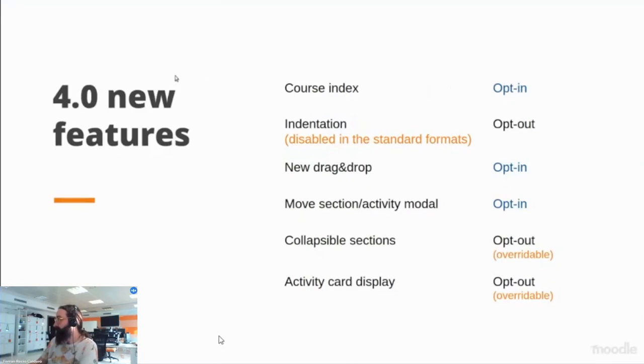Opt-in means that your plugins won't have it unless you adapt it and you add some methods to it. And opt-out means that you will have it unless you say the contrary. In this case, the course index, the new drag and drop, and the move modal are opt-in. So all the legacy formats won't have it by default. They need to implement a small method in their main class. Mainly these are methods that return a Boolean to say, yeah, I am compatible. So it's easy to migrate this part, because you just implement that method, return true, and see what happens.